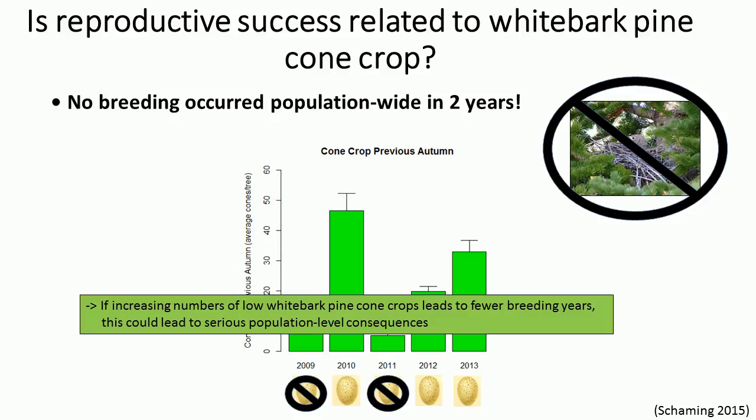But if it is these low whitebark pine cone crops that is leading to non-breeding, this is something that we really need to take into account when it comes to management strategies. Because if there's an increasing number of low whitebark pine cone crops and this leads to fewer breeding years, this could really have population level consequences on the birds.